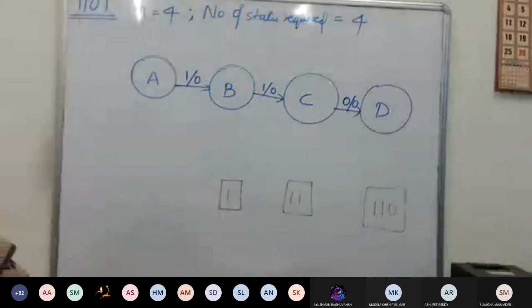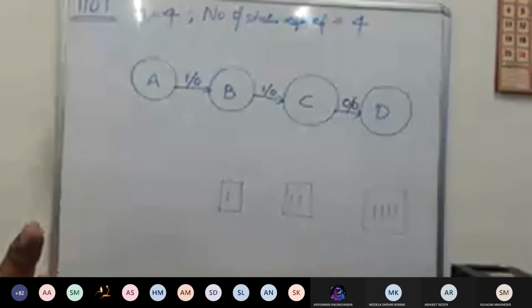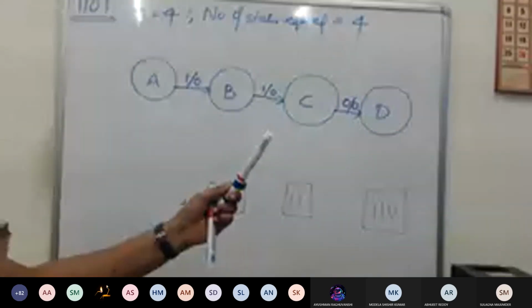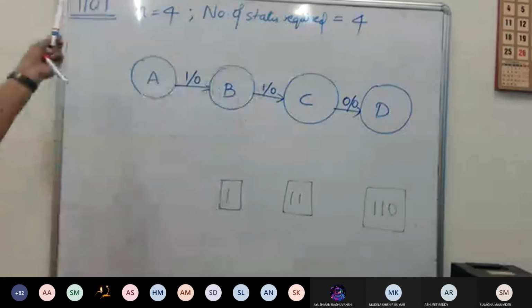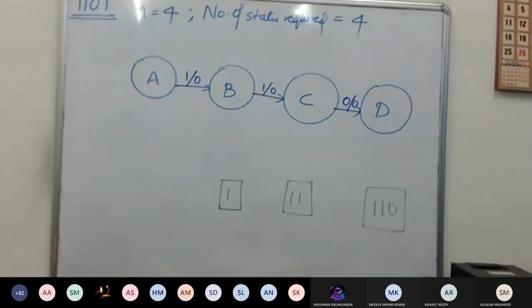After D, what is the next choice? You require only one bit to complete the sequence detector, because 1101 is the example I have taken, isn't it? I require only one more bit, isn't it?